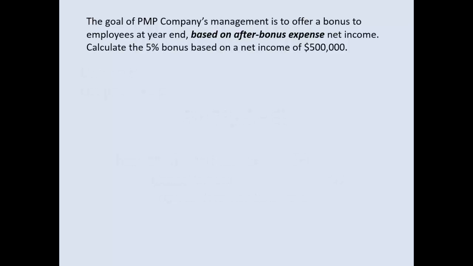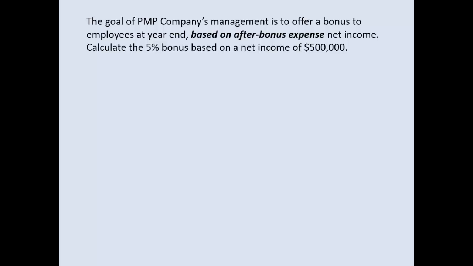So our example is with PMP Company's management. They want to offer a bonus to their employees at year end. It's based on the after-bonus-expense net income. So you don't just take net income and multiply it by the percentage, because that net income, the bonus expense has already been subtracted. So you've got to kind of back into it.